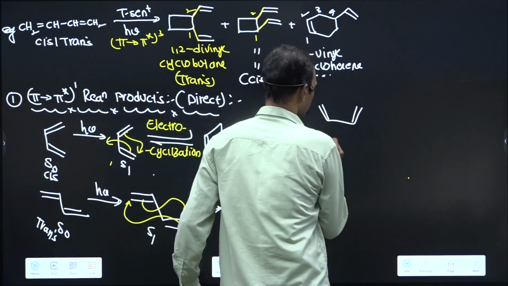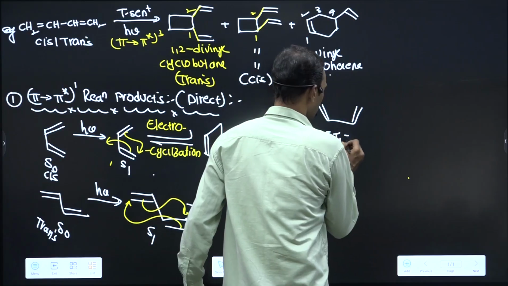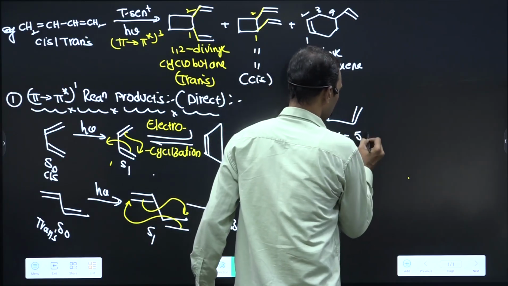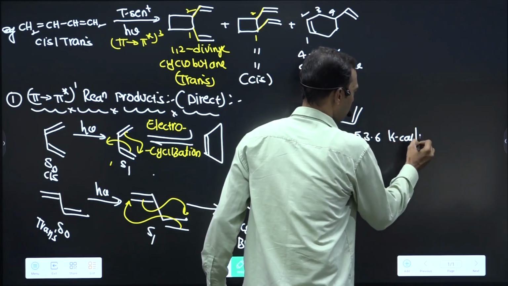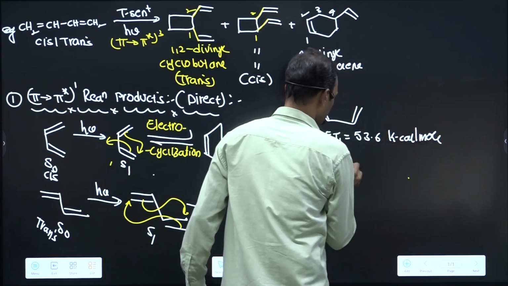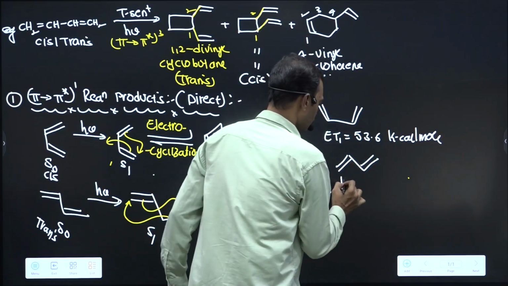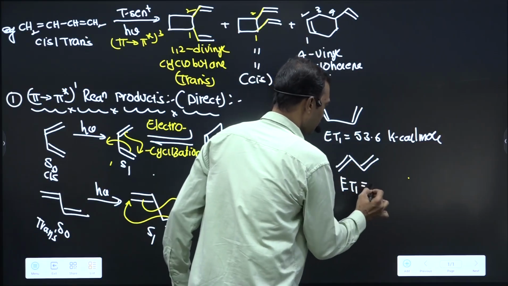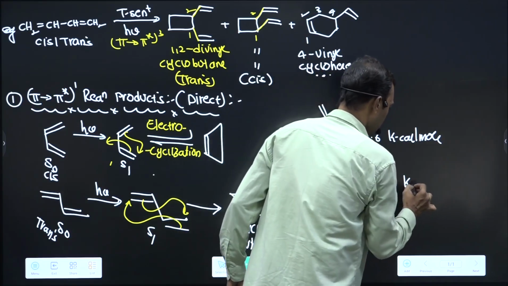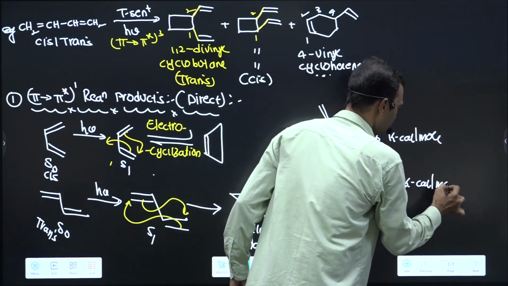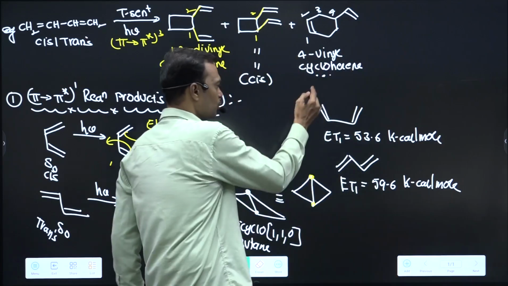So this is the cis olefin, ET1 value 53.6 kilocalorie per mole. This value you need to remember. And this is the trans olefin, that is the conjugated diene. This is 59.6 kilocalorie per mole. These are the ET1 energies of dienes, cis and trans. These two you need to remember.